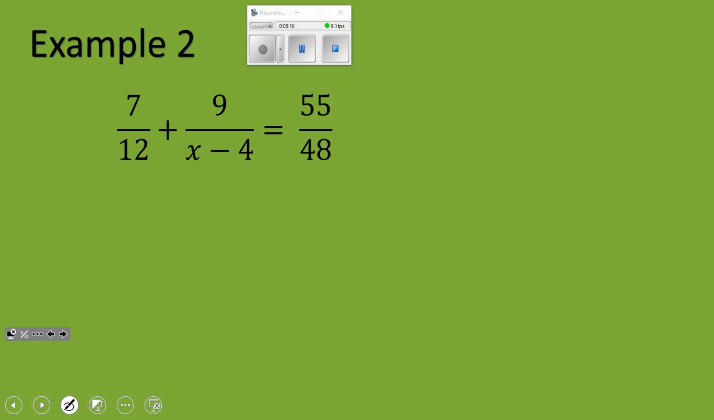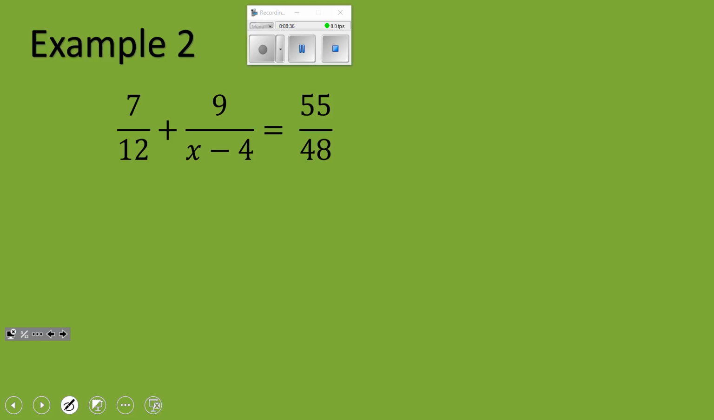So step number 1, we're going to, ooh, yuck, gross, disgusting, nasty, fractions. Let's multiply by a common denominator. What will my common denominator be? 48 times quantity of x minus 4.